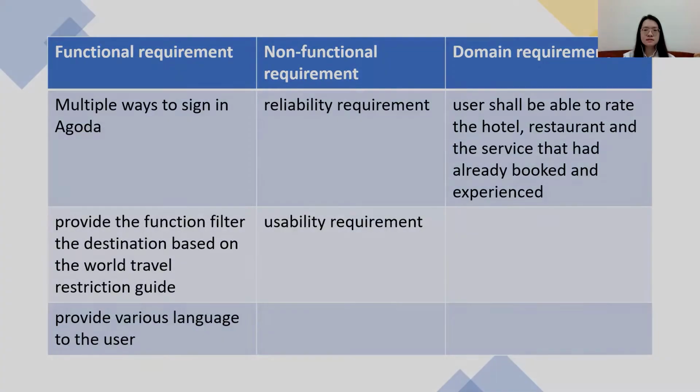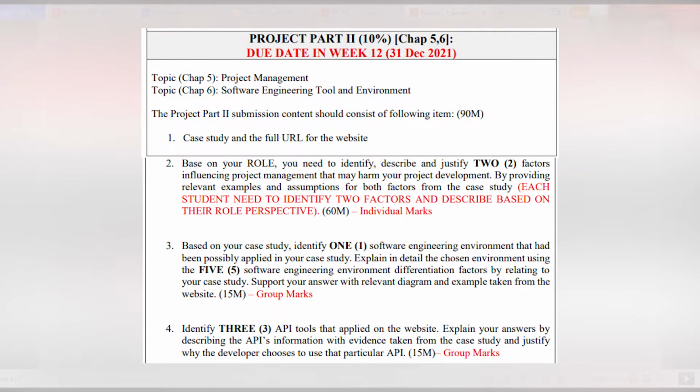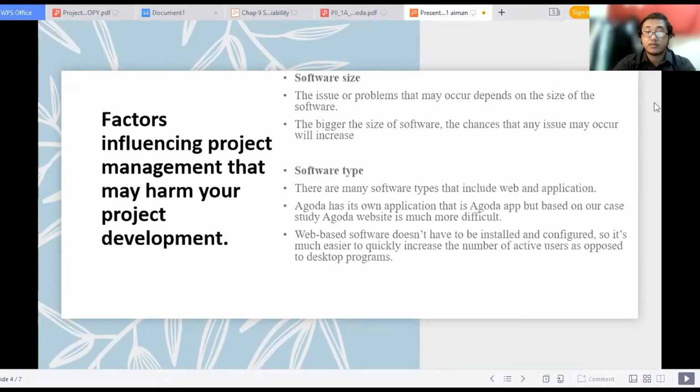Factors influencing project management that may harm your project development. First, software size. The problems that may occur depend on the size of the software. The bigger the size of the software, the more the chances that any issue may occur will increase. Software type. There are many software types, including web and application. Agoda has its own application, the Agoda app, but based on our case study, the Agoda website is much more difficult. Web-based software doesn't have to be installed and configured, so it's much easier to quickly increase the number of active users as opposed to a desktop project.